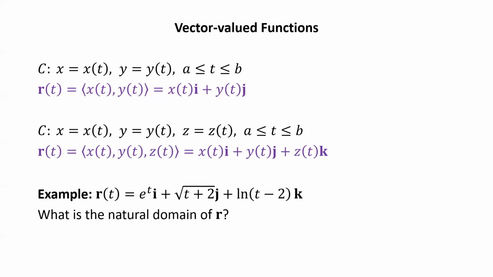Well, for e to the t, there are no restrictions on the domain. You could plug in any t value and get a corresponding value for e to the t. For the square root of t plus 2, we need t plus 2 to be greater than or equal to 0, or equivalently, t greater than or equal to -2. And for ln of t minus 2, we need t minus 2 to be greater than 0, or equivalently, t greater than 2. So we see that t has to be greater than 2 in order for t to be able to be plugged into each of these 3 component functions. So in interval notation, that's the open interval (2, infinity).